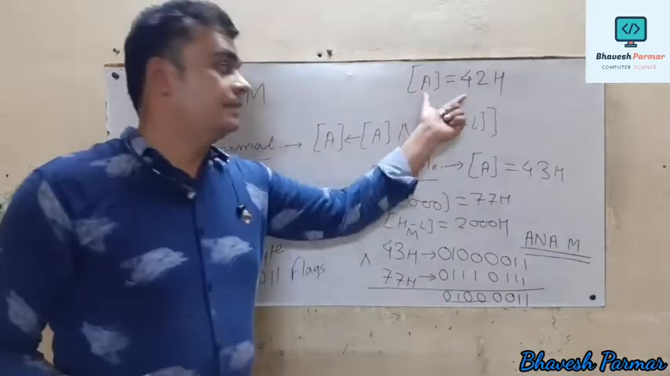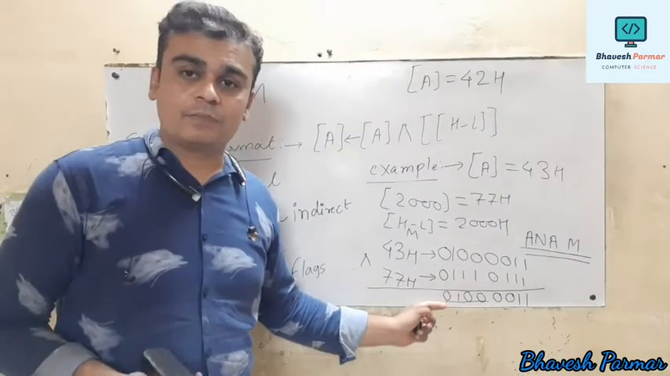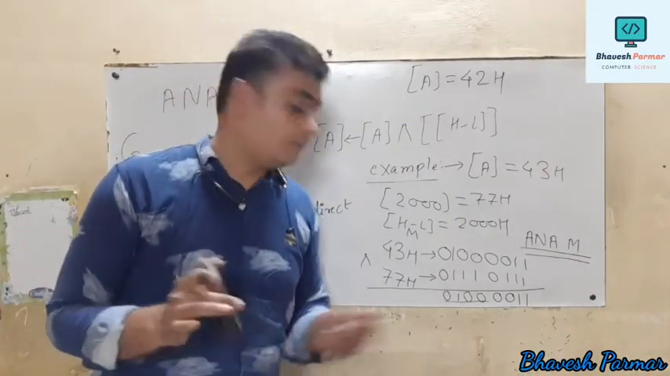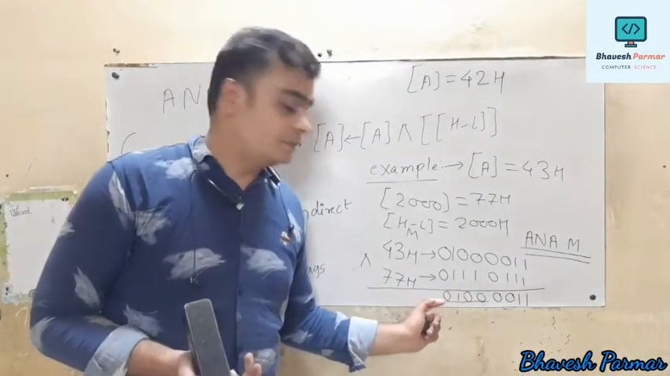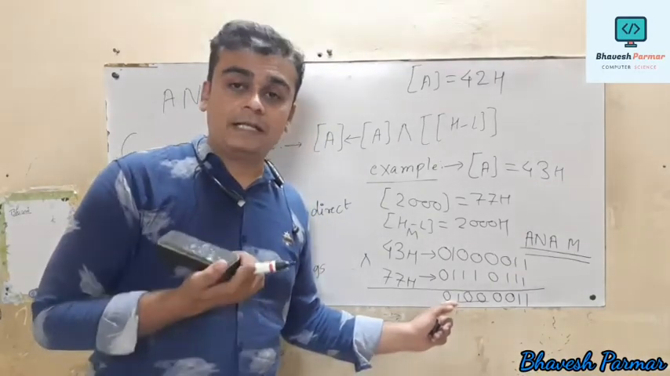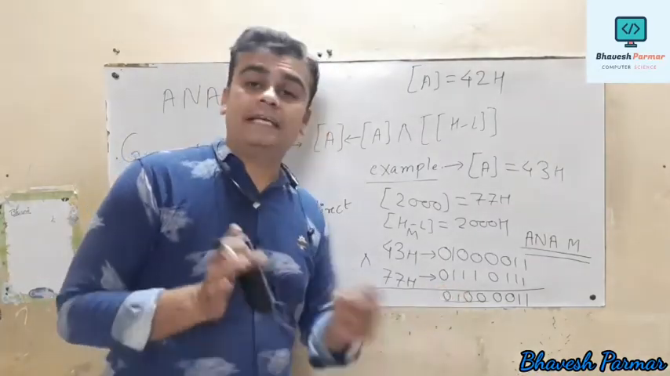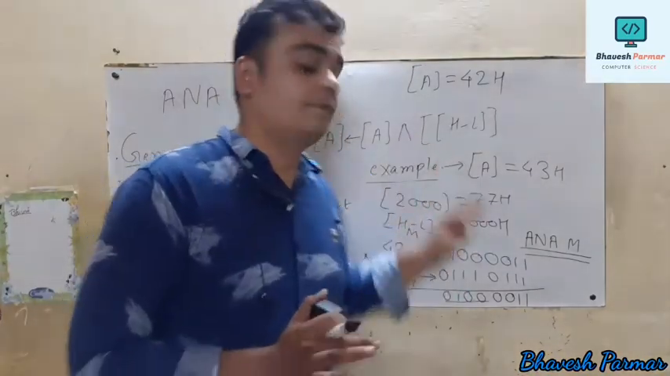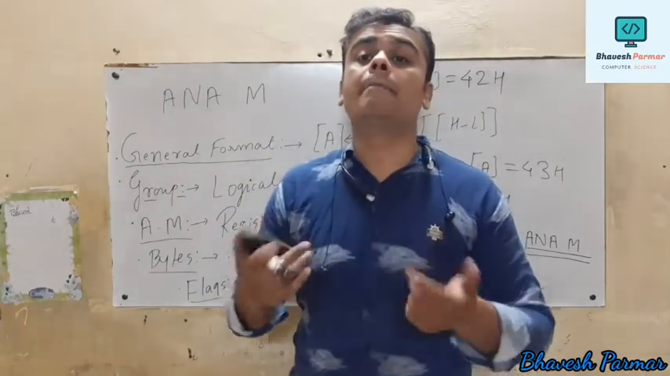So 42H is my answer, and if we check it from the flag register point of view, in this example no flags are affected. Why? Because my MSB bit is 0, so the S flag becomes 0. There is an odd number of 1s, so P is equal to 0. My answer is non-zero, that's why the Z flag is also 0. Thereafter the AC flag and CY flag are also 0. Okay, so in this way we have discussed logical AND operation with memory.